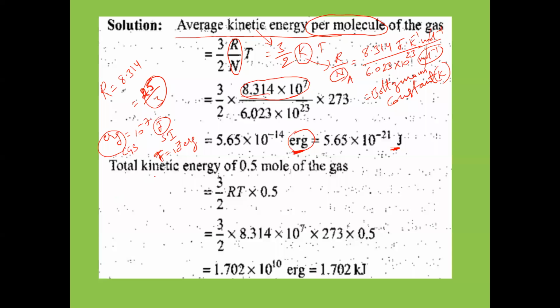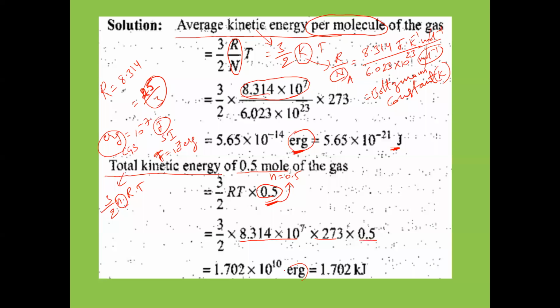Next, total kinetic energy now. Total kinetic energy, not average here. Total kinetic energy of 0.5 moles of gas. 0.5 moles means n is what? n is 0.5, the number of moles given here. Now the total kinetic energy formula is 3 by 2 nRT. n is the number of moles given here, 0.5 given, so number of moles into RT. 3 by 2 nRT.